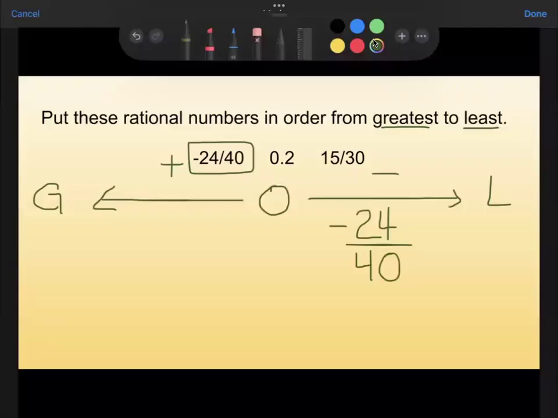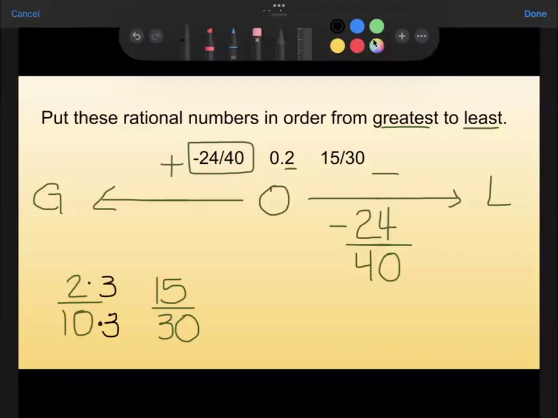I'm going to take 0.2 and make it into a fraction, because if there's a 2 in the tenths place as a decimal, that's the same as having 2 tenths, and I can rewrite it as a fraction that way. So now I'm comparing 2 over 10 to 15 over 30. You may have noticed that if I multiply 10 times 3, I get 30. So I'll multiply both the top and the bottom by 3. 2 times 3 is 6, and 10 times 3 is 30. So 0.2, or 2 over 10, is the same as 6 over 30.